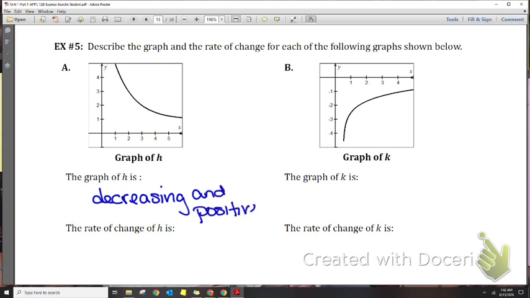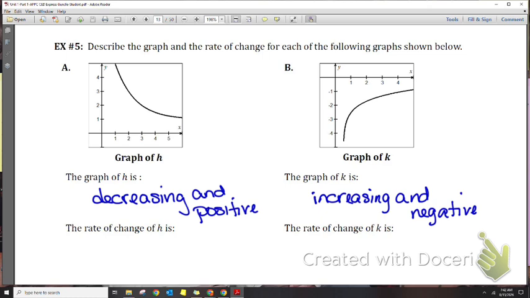Now I'm going to jump over to B real quick here because let's look at that graph of K. Notice it's increasing, it's going up, but all of them are below the x-axis, so all your y values are negative. So it's increasing and negative. Now, when we do the next part, we're talking about the rate of change. We're talking about the slope.